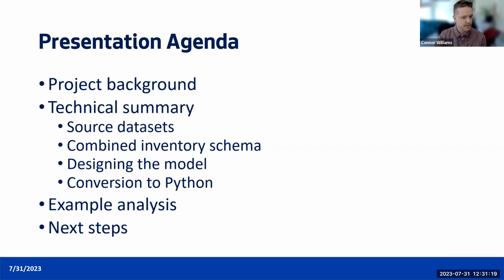And that'll include examining the source data sets, the combined inventory schema, how I designed the model to create this combined inventory, and then how I converted that model from Model Builder to Python, and what tweaks I may have done after that. To kind of show you how the rubber meets the road, I will also be walking through an example analysis of how a user of this combined data set might use the data, and then I'll describe some next steps that have already been laid out for the project.